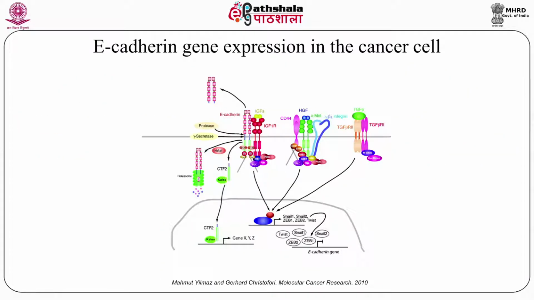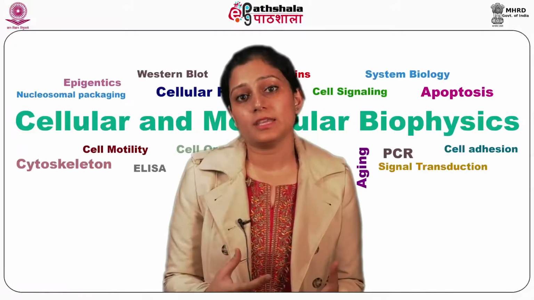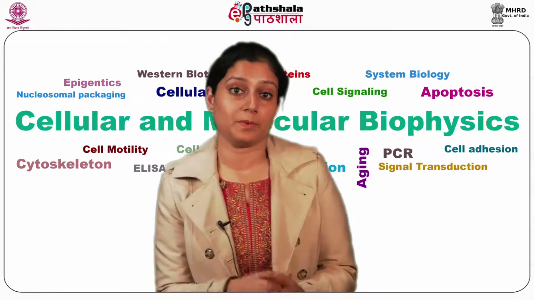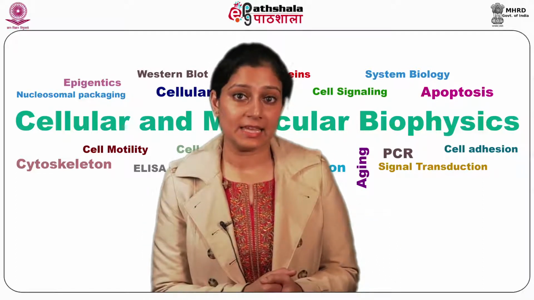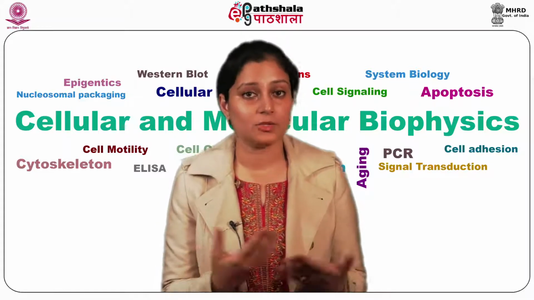In this image, on the right side of the E-cadherin receptor, you can see the HGF receptor with c-Met, which assembles a complex consisting of CD44 and alpha-6 beta-4 integrin. This together facilitates signal transduction by c-Met. TGF-beta also stimulates SMAD-mediated signaling by binding and activating these receptors. All these receptor complexes synergize through downstream effector signaling pathways in inducing the expression of transcriptional repressors such as SNAIL1, SNAIL2, ZEB1, ZEB2 and TWIST.